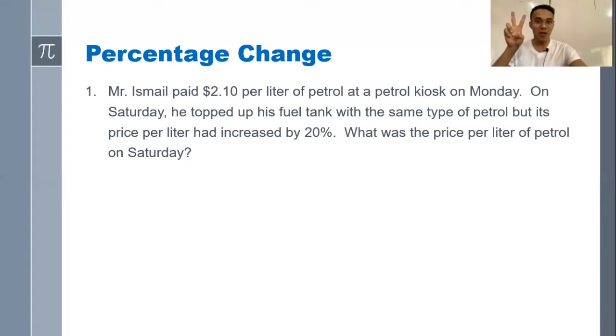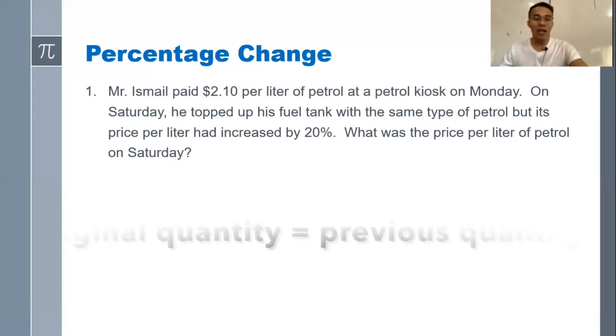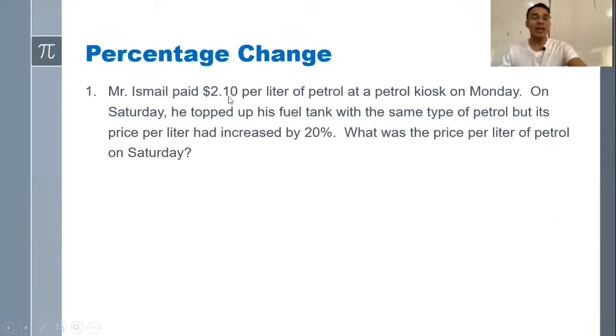There are 2 days mentioned in the problem, namely Monday and Saturday. And the problem talks about the price of petrol per liter. And the price of petrol per liter on Monday is different from the price on Saturday. That's one thing that we need to remember. We need to take note. Since this problem involves percentage change, there's one thing that we need to consider when solving this kind of problem. And this thing is what we call the original quantity. Note that $2.10 is what we call the original price or the original quantity.